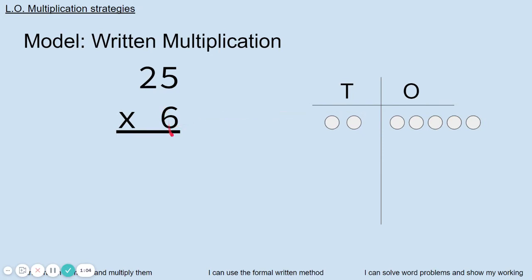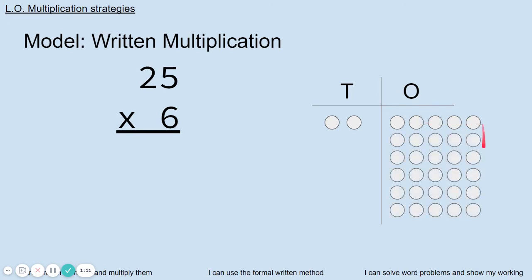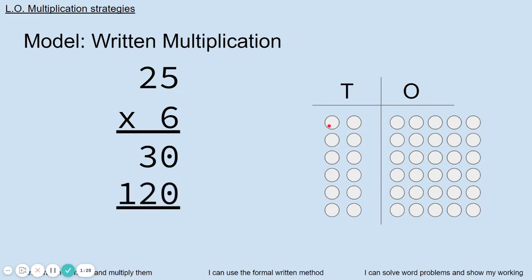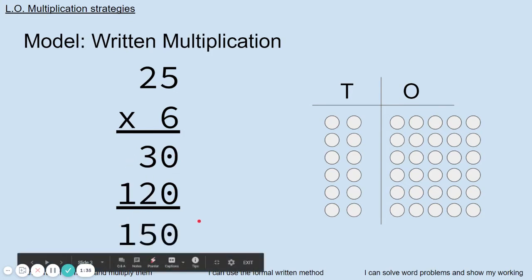And then what we do is we multiply our ones together. So we want 6 lots of 5. And as you know, 6 lots of 5 makes 30. And then we multiply our tens and we want 6 lots of 20. 2 tens, I meant to say. And as you guys know, that is going to be 120. And then if you just add them together, so you add the ones, add the tens, and then add the hundreds, you get 150.